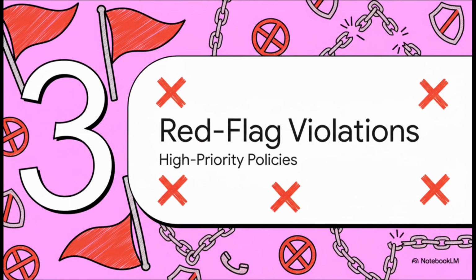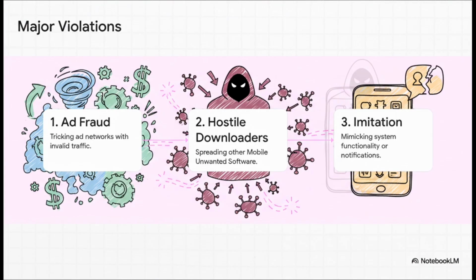All right, now we need to talk about three really, really big ones. These are the high-priority violations you absolutely have to steer clear of. Getting these wrong is a surefire way to run into serious issues. Okay, so what are they? Ad fraud, hostile downloaders, and imitating system functionality. These three are some of the fastest ways to get your app into hot water, so let's zoom in on each one.